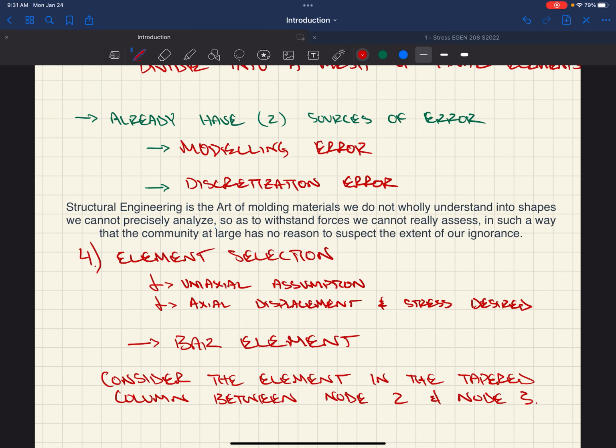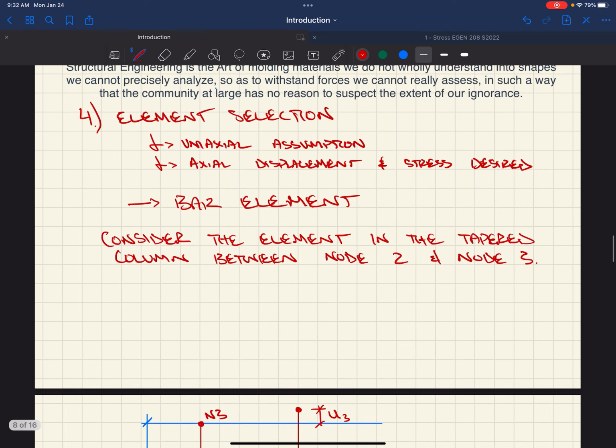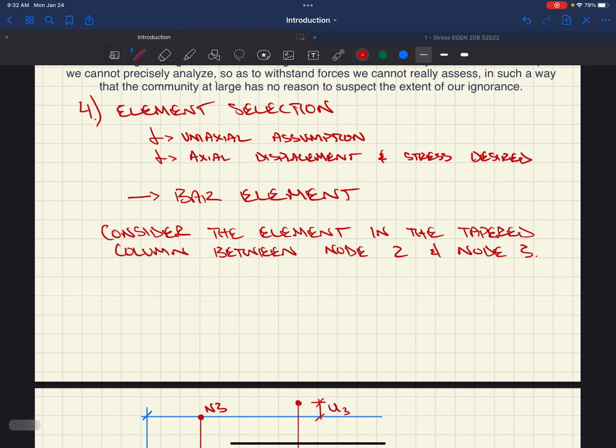We know stress is a function of strain, which is a function of displacement. So if we really get an element that gives us displacement, right, axial displacement, we can derive the rest, right? We have a constitutive relationship, our Hooke's law, which will relate the stress and strain. So I'm going to consider a bar element, okay. Our element in our tapered column is a series of 3 bar elements. We're going to derive some of the portions of this, okay? We're going to first look at our bar element between nodes 2 and 3.